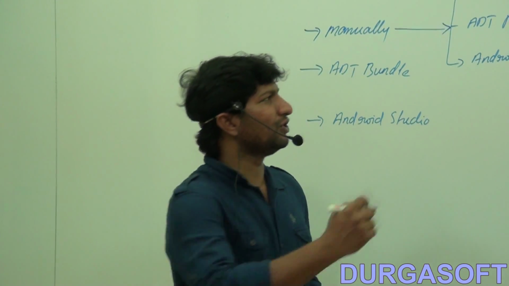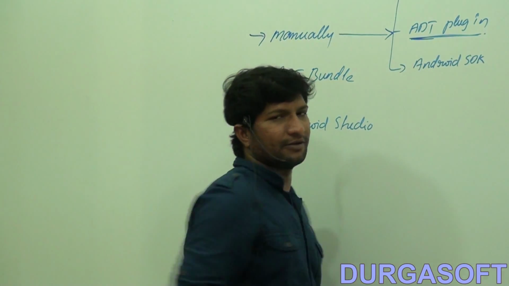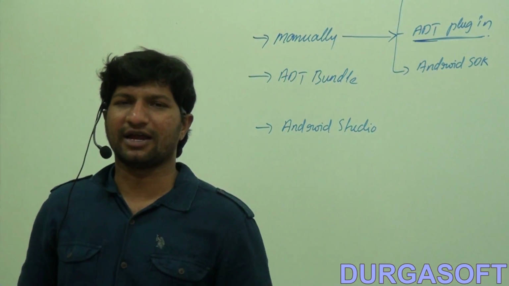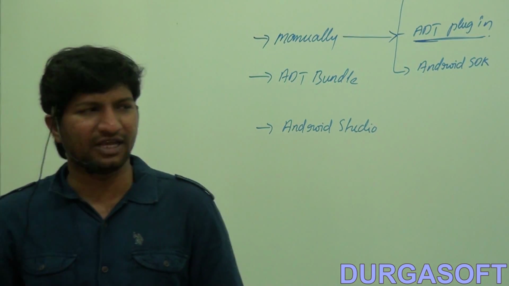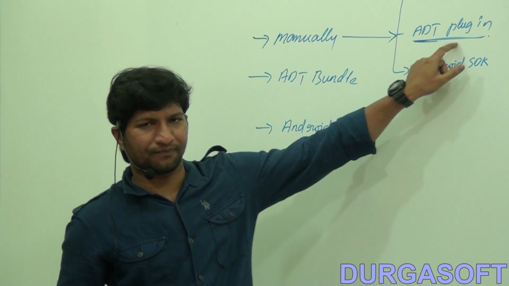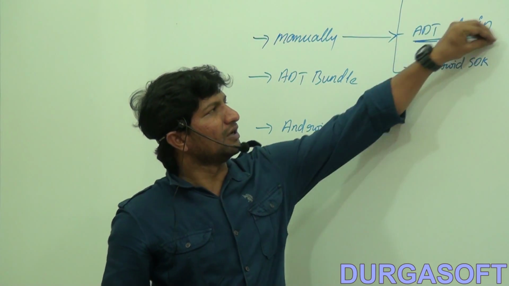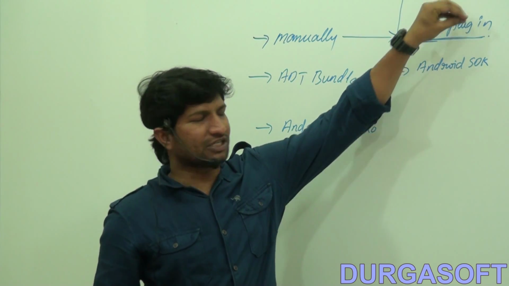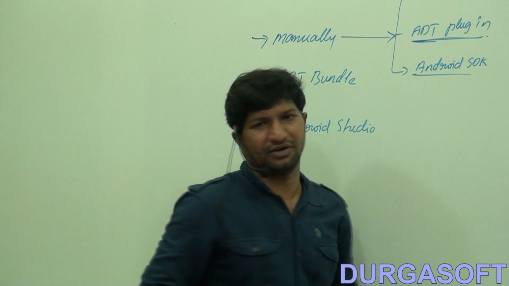Initially, Eclipse doesn't know about Android application development. To specify Android application development to Eclipse, we need to add one plugin, and that plugin is the ADT plugin. ADT stands for Android Development Tools. First we need to copy these plugins to Eclipse IDE. Next, we need to set the location for Android SDK.